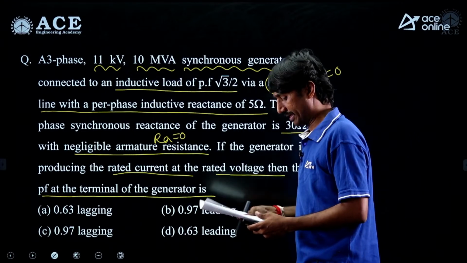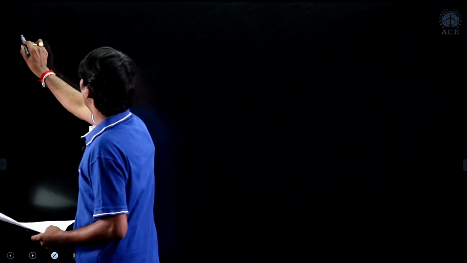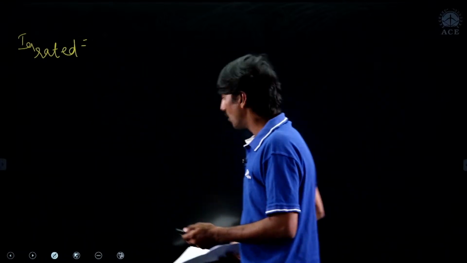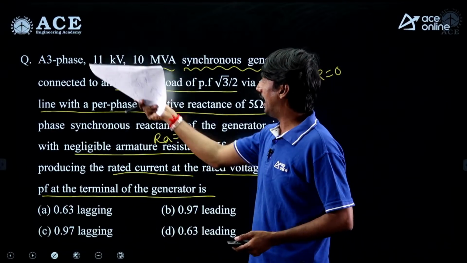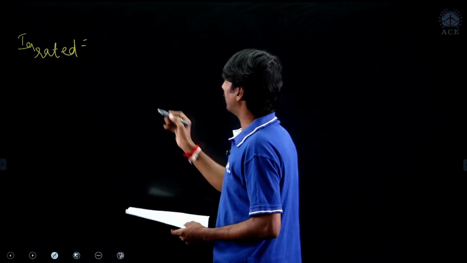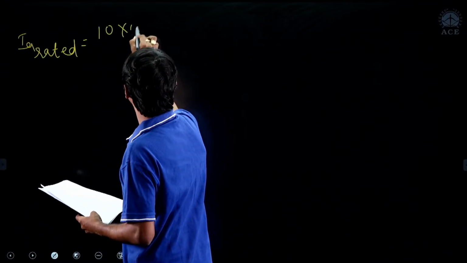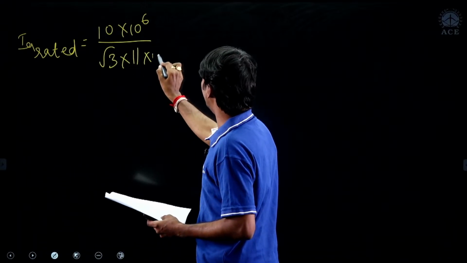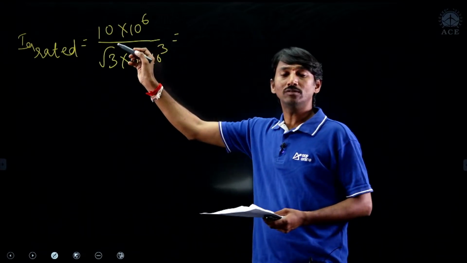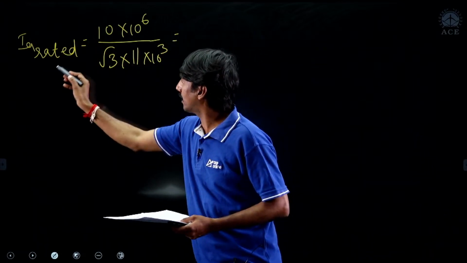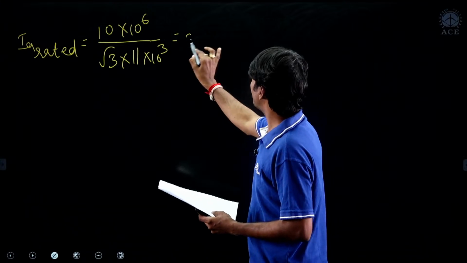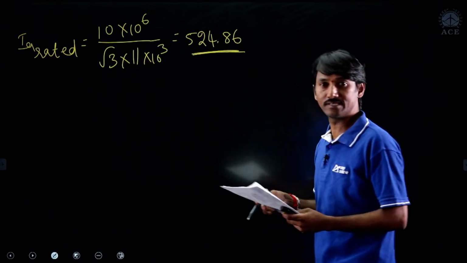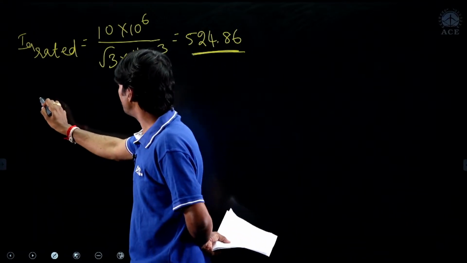Let us see here. What can be the value of IA rated? What is the power they have given? 10 MVA and here 11 kV. So therefore, 10 into 10 power 6 equals √3 into 11 into 10 cube into IL, because √3 VL IL, from that I am finding the current. If you simplify this, you will be getting 524.86.